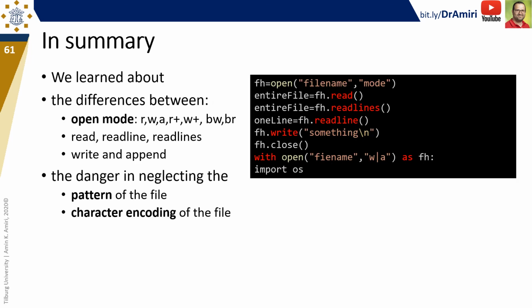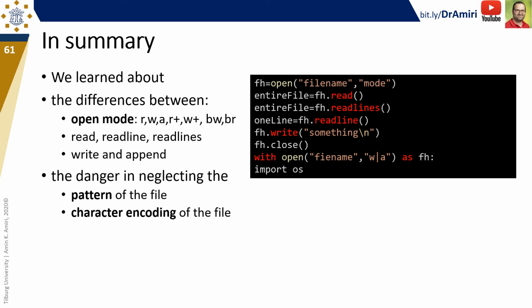In summary, we learned about various commands related to file operations. For example, the open function was the most important function, which would create a file handler for us. We could give various modes as the second argument to this open function: r, w, and a for read, write, and append. We learned the differences between the three. We learned that we can read the file using three methods: read, readlines, and readline. You learned about the differences between the three methods.